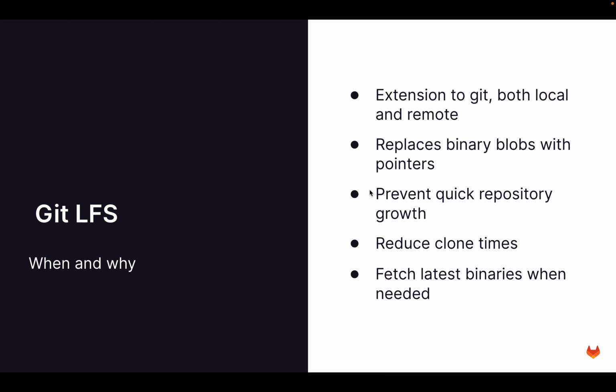That means that if you want to clone a repository and you have like 10 versions of a large file, your clone time will be extremely slow. With Git LFS, that time is reduced a lot. When you clone, it will look at the pointer and it will only fetch the latest binaries when needed.